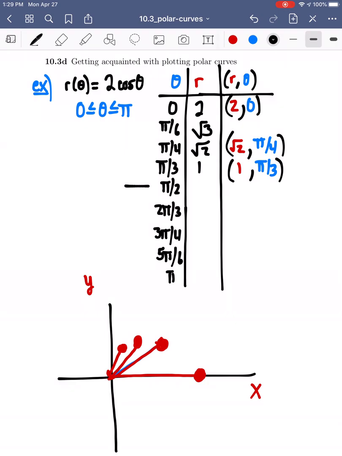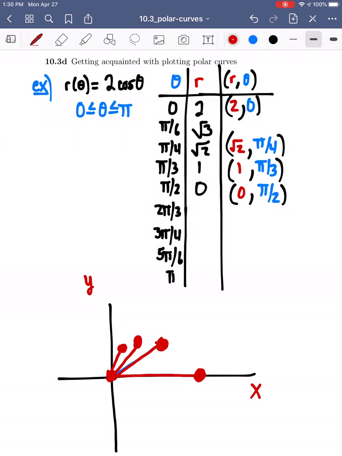At an angle of pi over 2, cosine of pi over 2 is 0. So r equals 2 times 0, or 0. So our radius is 0 at an angle of pi over 2. And even though our radius is 0, we still ask ourselves the same thing. At that angle of pi over 2, which is straight up, we're moving out a distance of 0 along it. So we're actually just sitting at the origin. All right, let's do a couple more points.